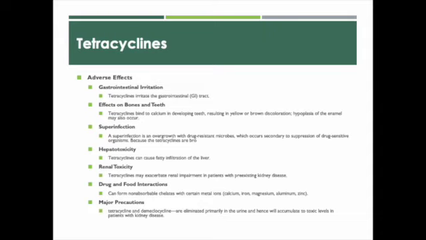Okay, with a superinfection. Remember, superinfection is an overgrowth with drug-resistant microbes, and this occurs secondary to the suppression of drug-sensitive organisms. And because tetracyclines are broad spectrum, they can decrease the viability of a wide variety of microbes in your body. And so the risk for superinfection is greater with tetracyclines than, let's say, if you had used a narrow spectrum antibiotic.